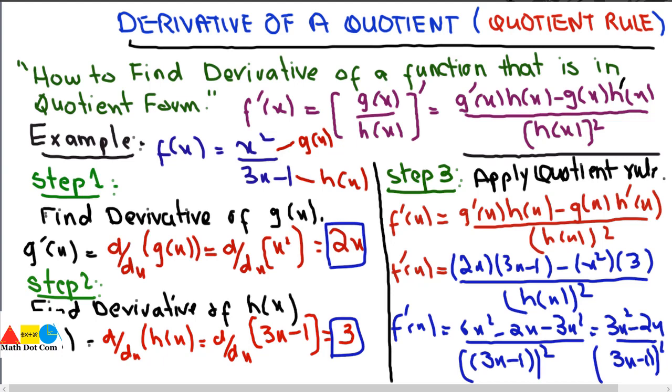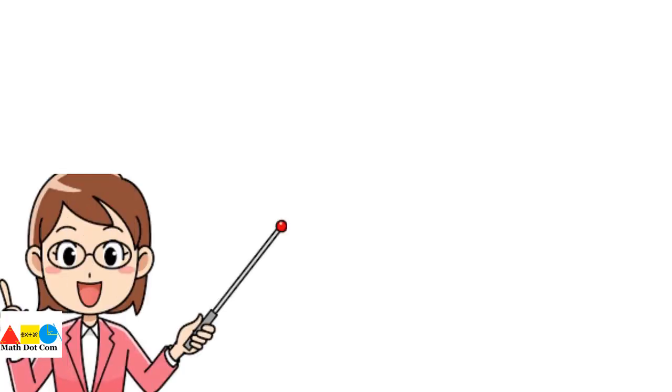So this is how you can find the derivative of a function that is in quotient form in just 3 steps. In our next lecture, we will see how you can find the derivative of the quotients involving the trigonometric function.